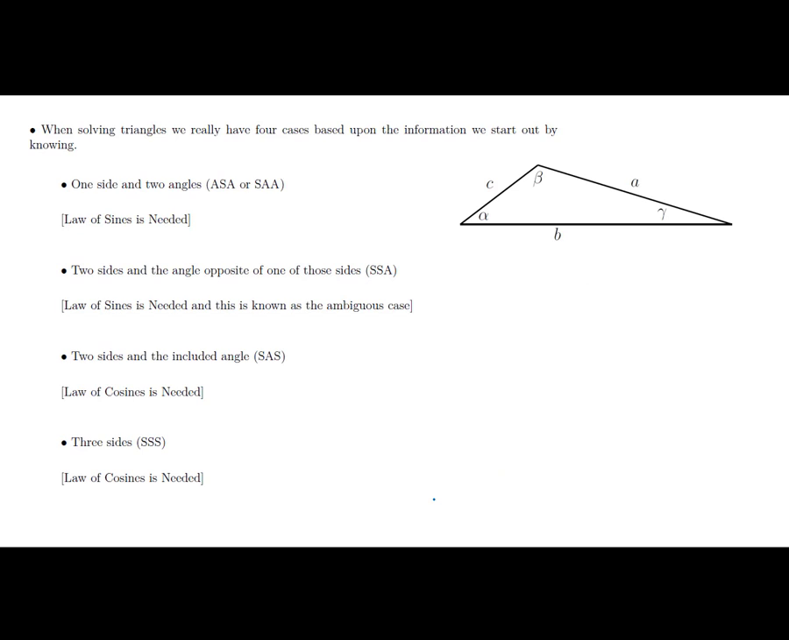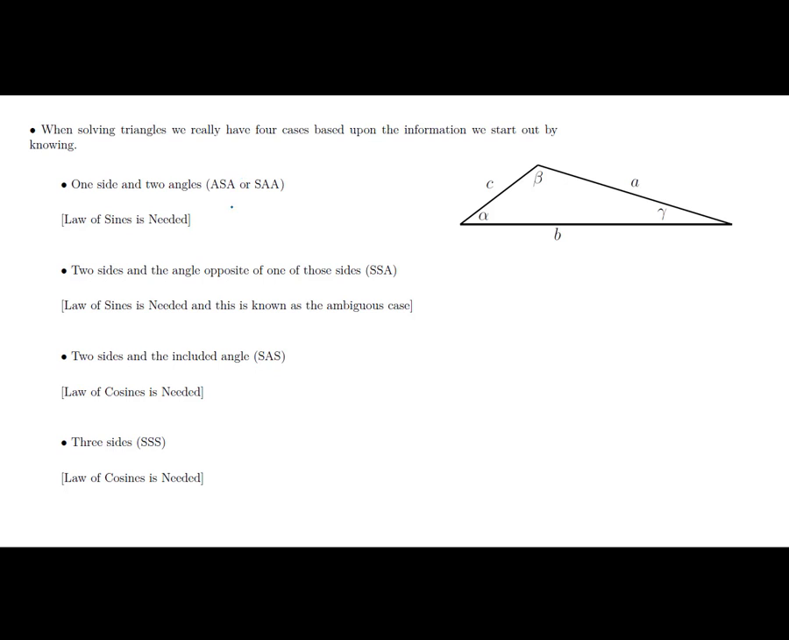All right, so just to summarize here, when we're solving triangles, really we're going to have four scenarios to think about. If you know one side and two angles, then you're always going to use the law of sines. That's whether it's angle-side-angle or side-angle-angle, either way you're going to use the law of sines. And remember, that's because you can't use the law of cosines, because you need to know at least two sides to use the law of cosines.